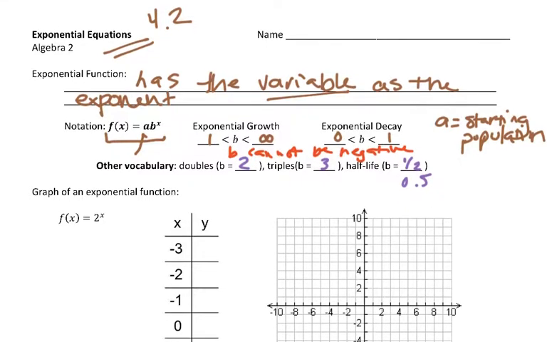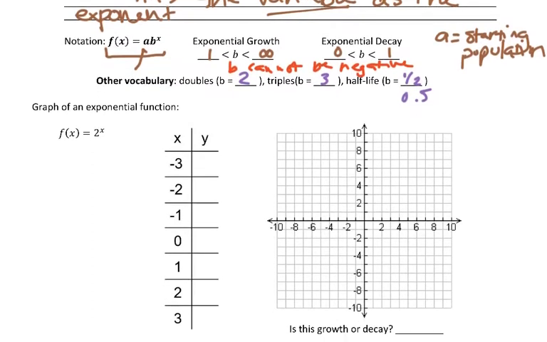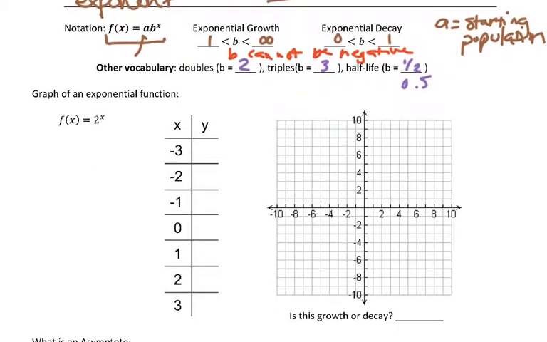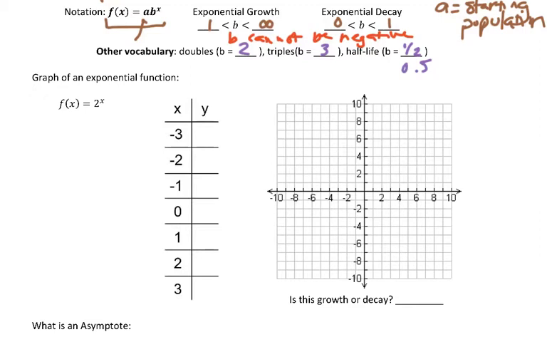Alright, so we're going to help ourselves out here by making a graph. So as we take a look at our graph here, we have 2 to the x, which just means that I'm going to take 2 and raise it to the power of whatever it is that's in my x column. So for instance, 2 to the negative 3 will be my y value here. I'll actually put the work over there instead.